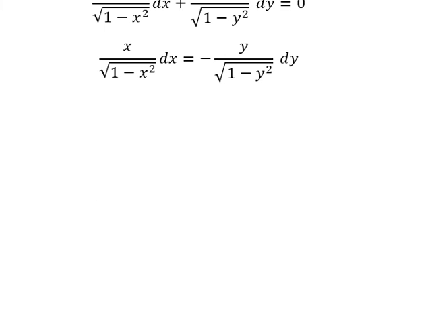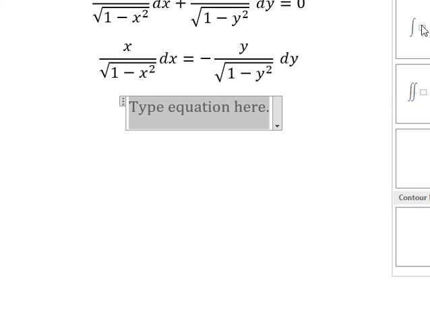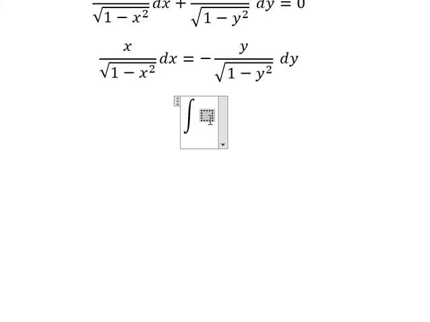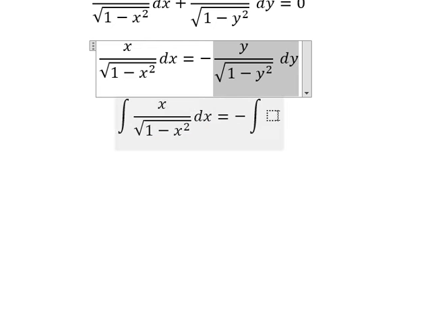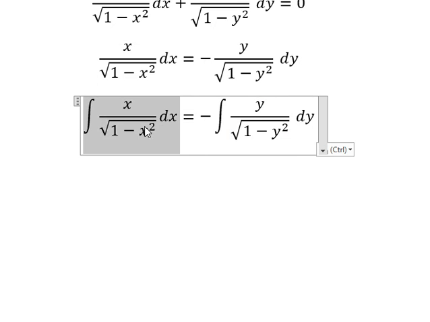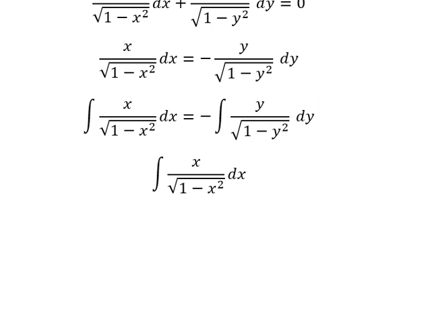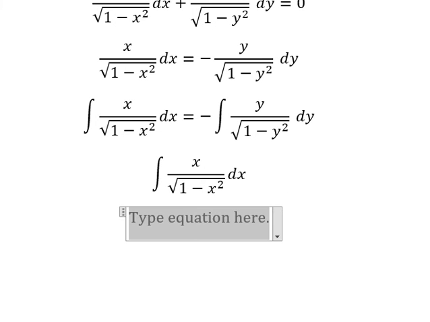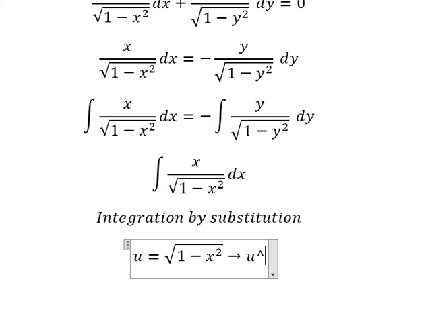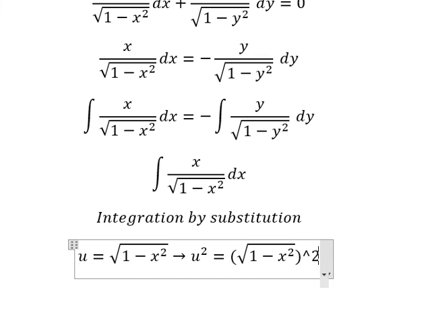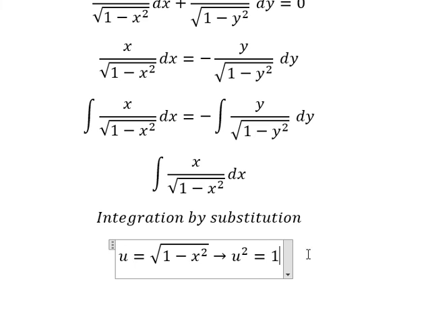Next, we need to put the integration for both sides. So we need to concentrate on this one. So we need to use integration by substitution. So I will put u equals to this one. Later that we put the square for both sides to cancel the square root, and we have 1 minus x squared.